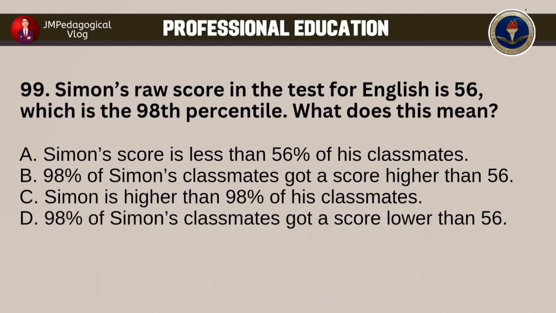99. Simon's raw score in the test for English is 56, which is the 98th percentile. What does this mean? A. Simon's score is less than 56% of his classmates. B. 98% of Simon's classmates got a score higher than 56. C. Simon is higher than 98% of his classmates. D. 98% of Simon's classmates got a score lower than 56. C. Simon is higher than 98% of his classmates.